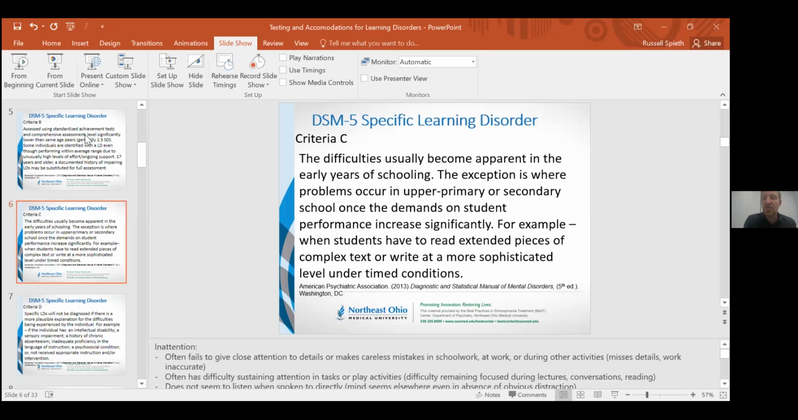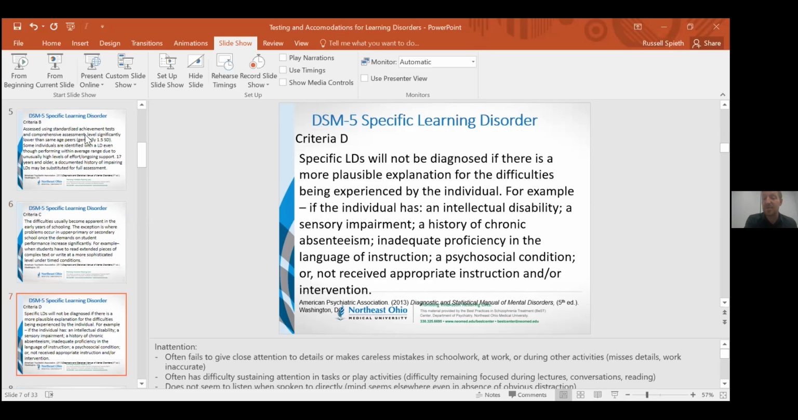Criteria C usually becomes apparent in the early years of schooling, though sometimes it may present a little bit later, because a student may be able to overcome the disorder for a time until the work gets more complicated and the expectations get higher. So sometimes it may come on in the upper primary or secondary school years. That's in particular for math. A math disorder may not really rear its head until you're in the 6th or 7th grade range, because people can often overcome it earlier on.